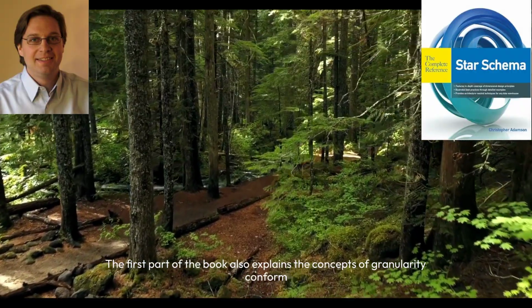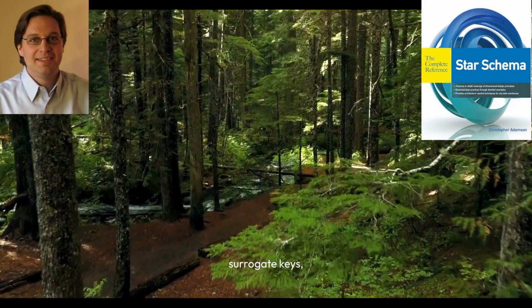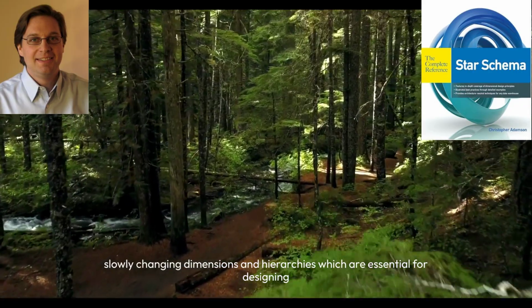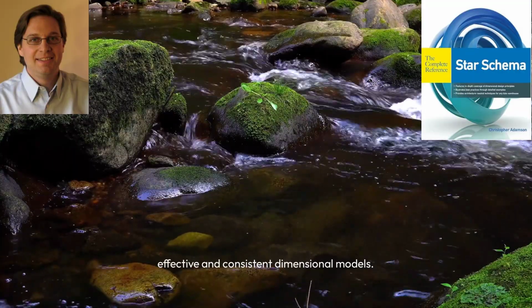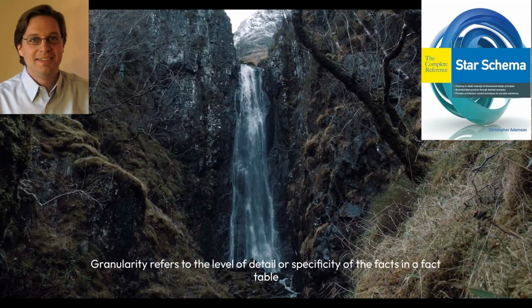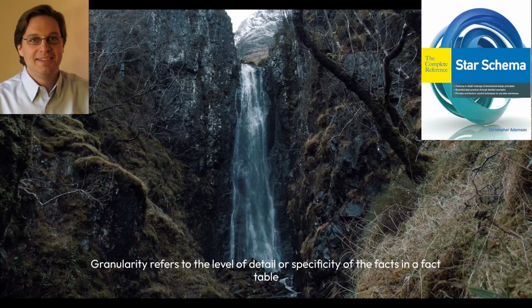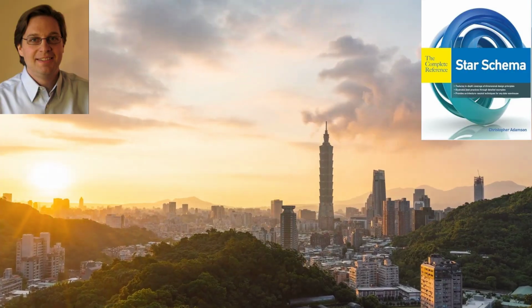The first part of the book also explains the concepts of granularity, conformed dimensions, surrogate keys, slowly changing dimensions, and hierarchies, which are essential for designing effective and consistent dimensional models. Granularity refers to the level of detail or specificity of the facts in a fact table, and it determines the scope and accuracy of the analysis.